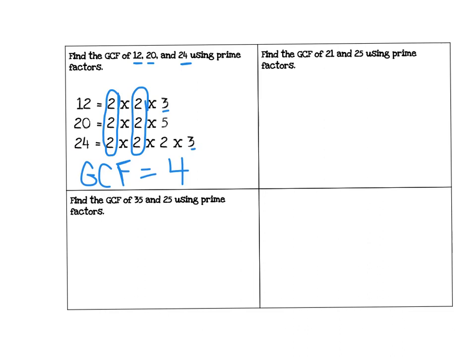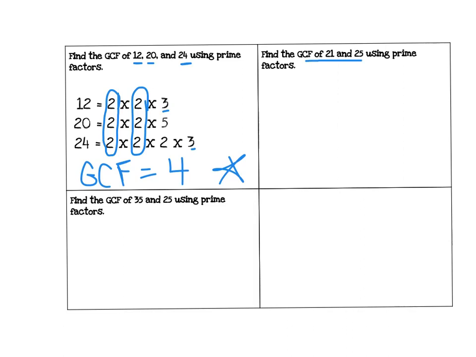And then again, go back and double check. Is 4 a factor of 12? Yes. Is 4 a factor of 20? Yes. And is 4 a factor of 24? It sure is. So we know that we're correct. Okay? All right, move on to this next box here.